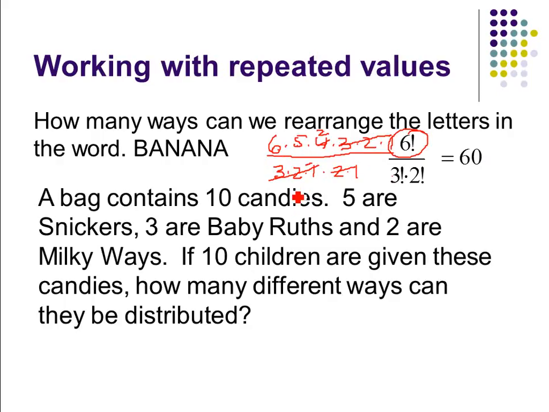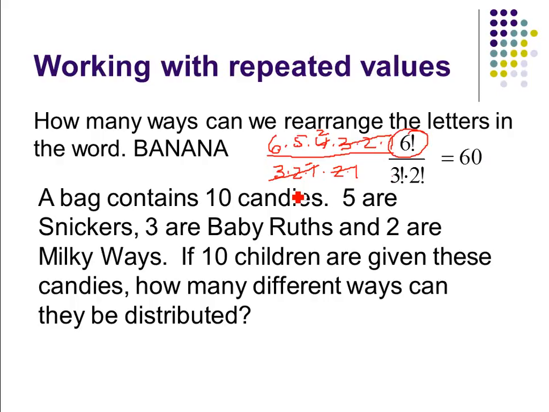So a bag contains 10 candies. We have 5 Snickers, 3 Baby Ruths, and 2 Milky Ways. You're going to give the candy to 10 children. And I want to know how many different ways we give out these candies. Now, for a person who gets a Snickers, it doesn't matter. 5 of them are going to get Snickers. So if they traded Snickers, it doesn't make a difference. Whoever gets a Snickers got a Snickers.